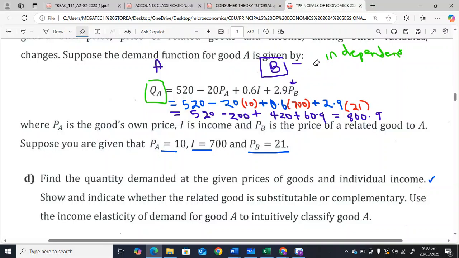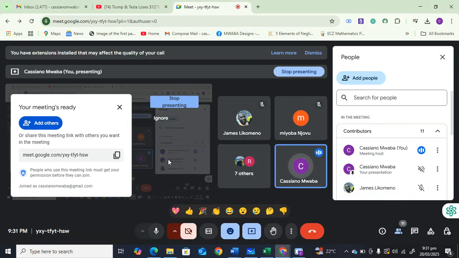Before we answer that question, I want us to think of this intuitively. When we looked at substitute goods, when we said Coca-Cola and Pepsi, let's say Pepsi is the substitute good. If the price of Pepsi goes up, what will happen to the quantity demanded of Coca-Cola?